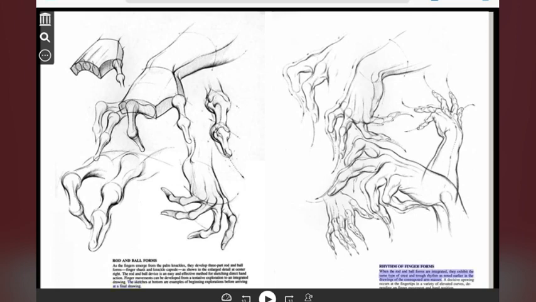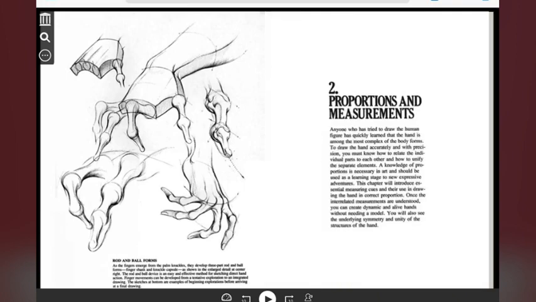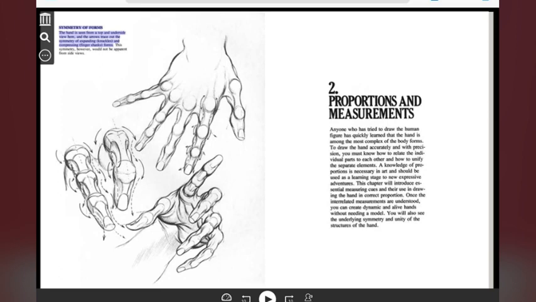Rhythm of finger forms. When the rod and ball forms are integrated, they exhibit the same type of crest and trough rhythm as noted earlier in the drawings of the contraposed arm masses. A decisive upswing occurs at the fingertips in a variety of elevated curves, depending on finger movement and hand position. Symmetry of forms. The hand is seen from a top and underside view here, and the arrows trace out the symmetry of expanding knuckles and compressing finger shank forms.